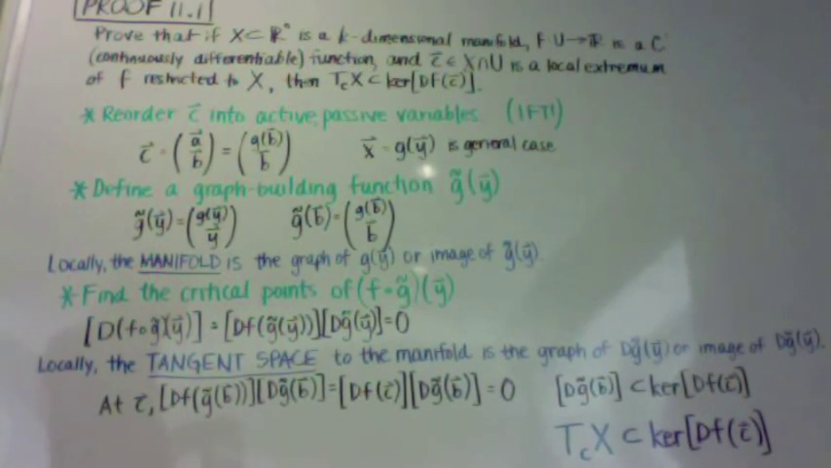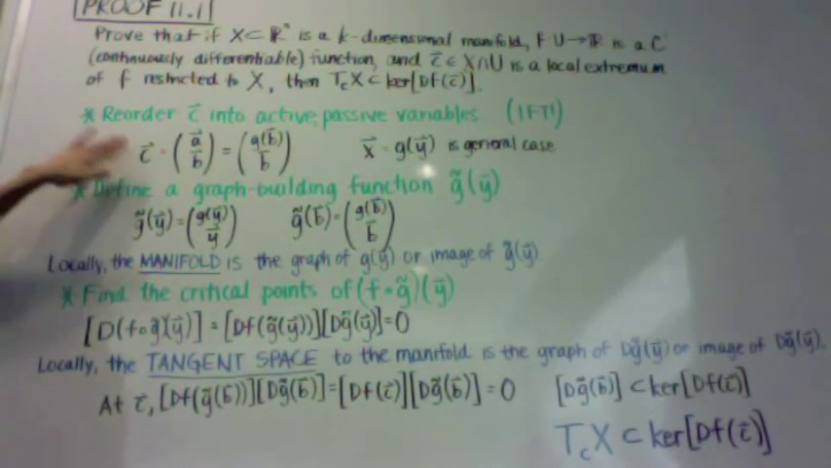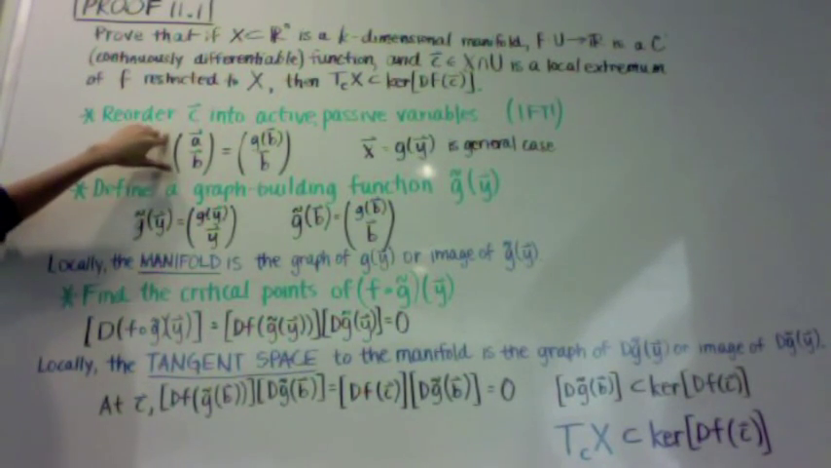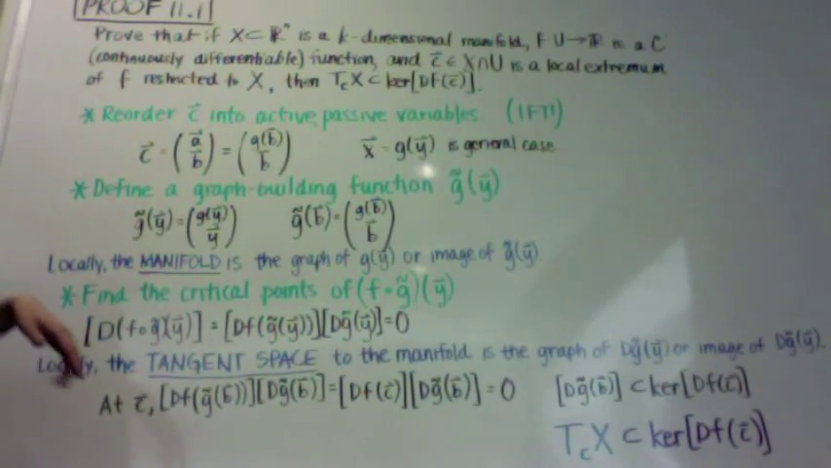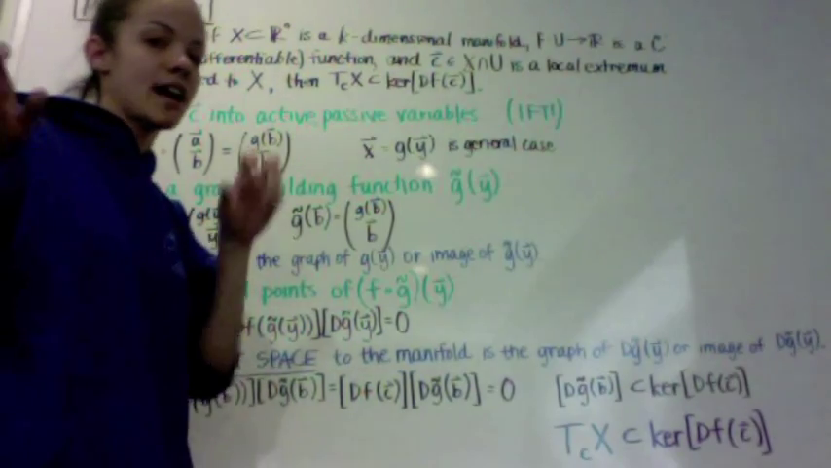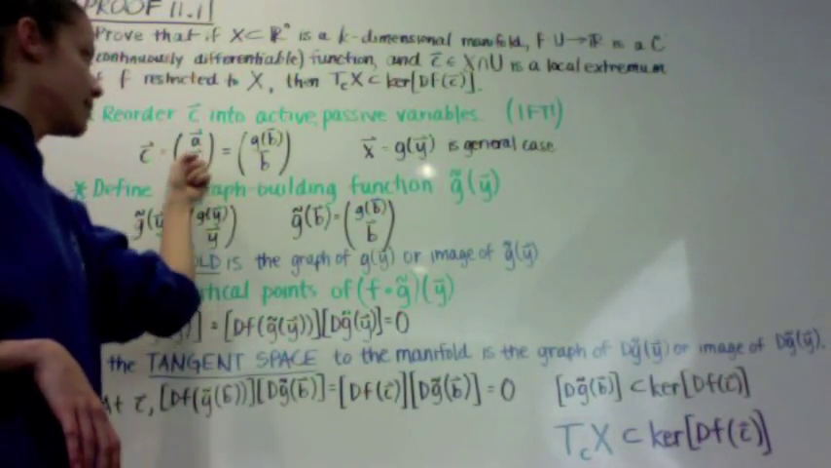So the very first thing that we want to do should seem very familiar to you guys. We're going to reorder C into active and passive components, our active and passive variables. So splitting those in half, we have our a passive and b active variables, and just as a quick check, which is not part of this proof, since you know that it's a k-dimensional manifold, that means it has k active variables.